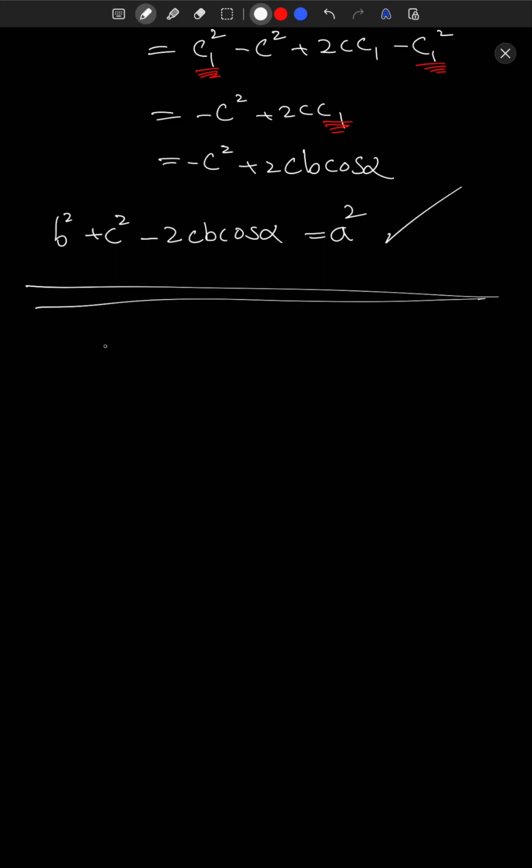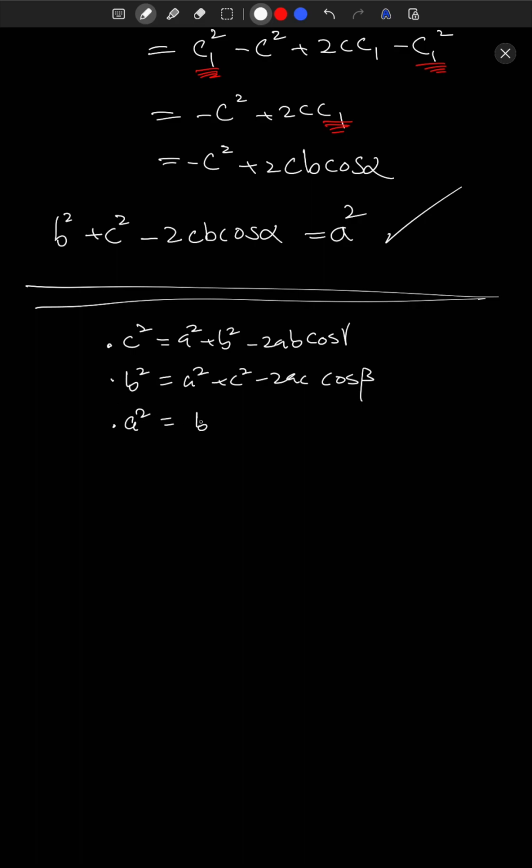We have three laws of cosines, right? c squared equals a squared plus b squared minus 2ab cos gamma. b squared equals a squared plus c squared minus 2ac cosine of beta. And then a squared equals b squared plus c squared minus 2bc cosine of alpha, right?